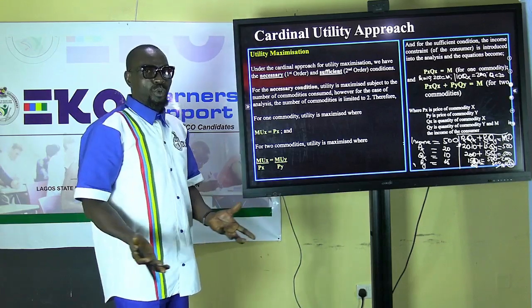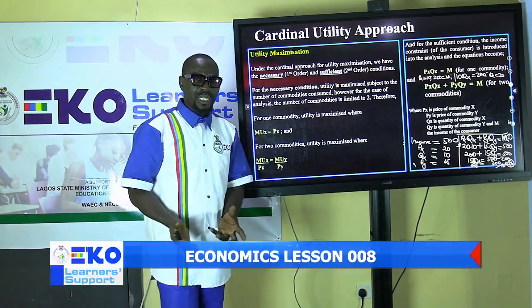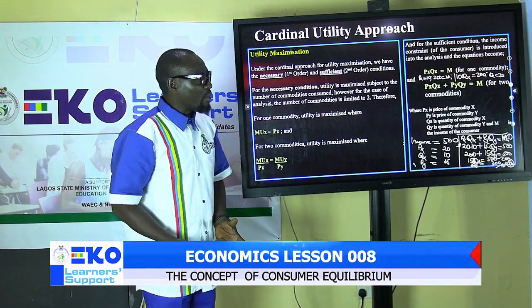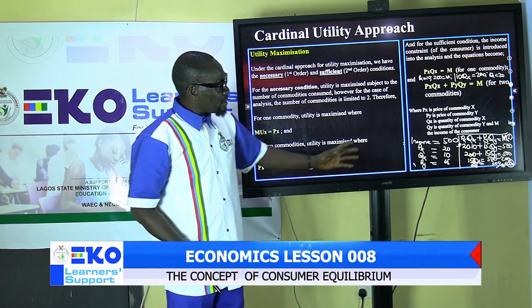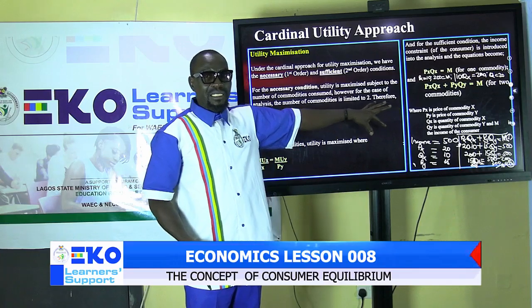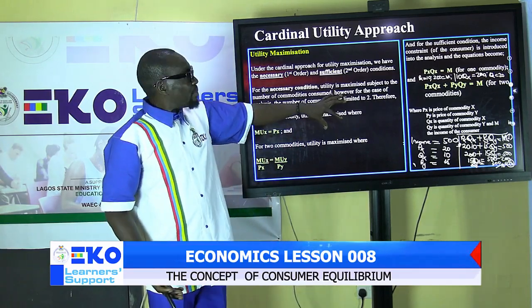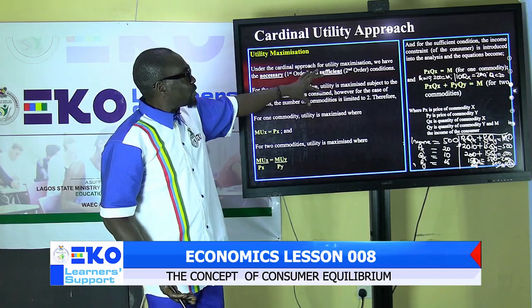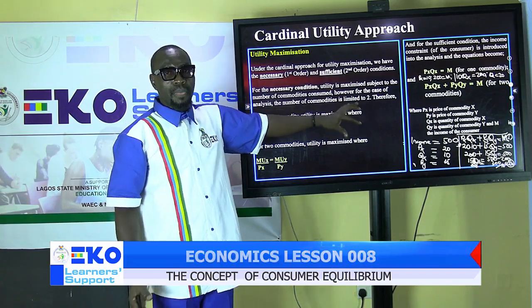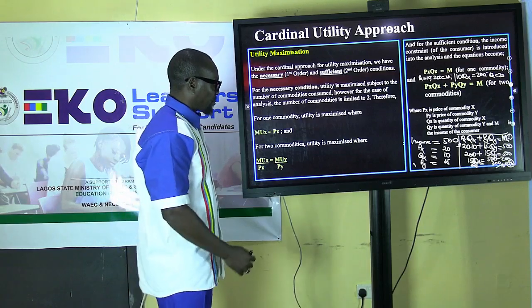So these are simple, straightforward equations that can be easily resolved. But it will be simple if we understand the principle that is behind the cardinal utility approach for determining consumer equilibrium.